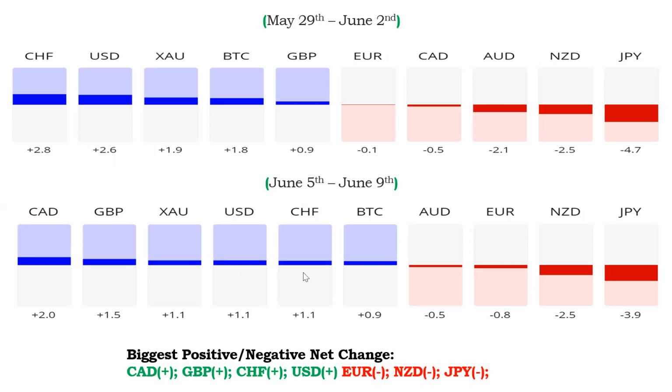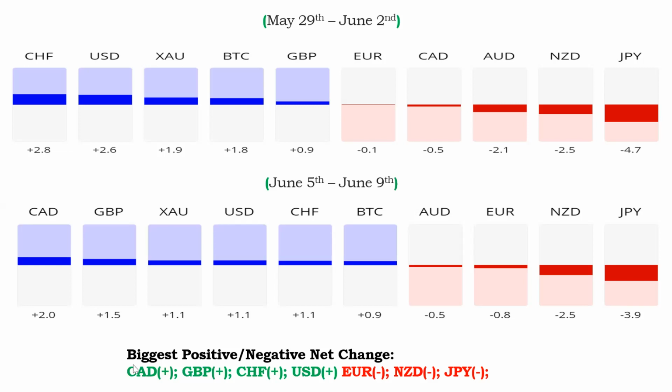Then the Swiss franc also lost some strength, from 2.8 to 1.1, while the Australian dollar gained some strength, from negative 2.1 to negative 0.1. The euro lost some strength. The New Zealand dollar maintained its score of negative 2.5, and the Japanese yen maintained its position as the weakest currency for the week again. Last week, it was also the weakest currency. So putting this in perspective, we have the biggest positive to negative net change.